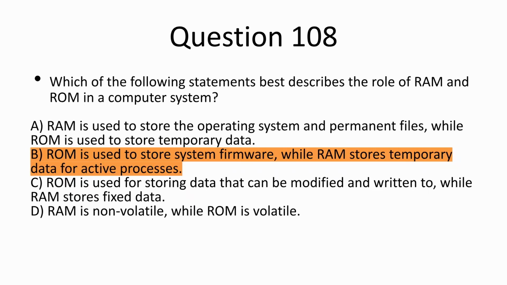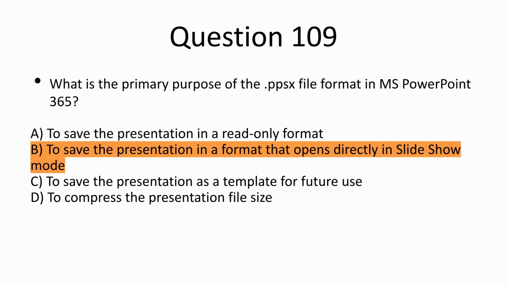Question 108. Which statement best describes the role of RAM and ROM in a computer system? The best description is D. ROM is used to store system firmware, while RAM stores temporary data for active processes. Question 109. What is the primary purpose of the PPSX file format in MS PowerPoint 365? The primary purpose is B. To save the video in a format that opens directly in slideshow mode.